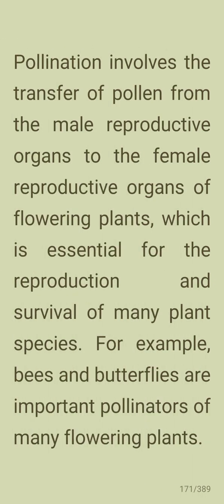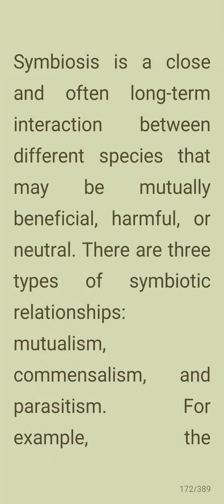So pollination involves the transfer of pollen from the male reproductive organs to the female reproductive organs of flowering plants, which is essential for the reproduction and survival of many plant species. For example, bees and butterflies are important pollinators of many flowering plants.